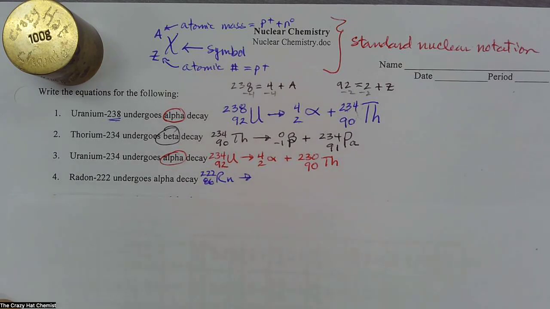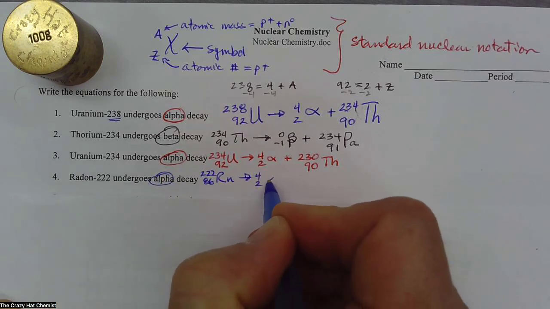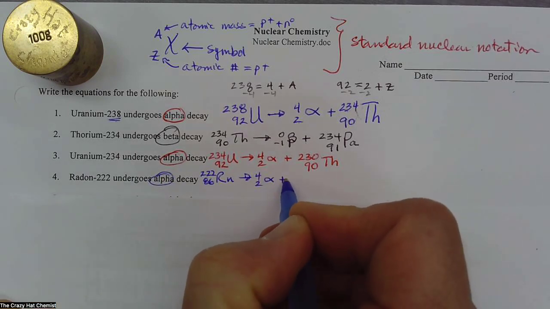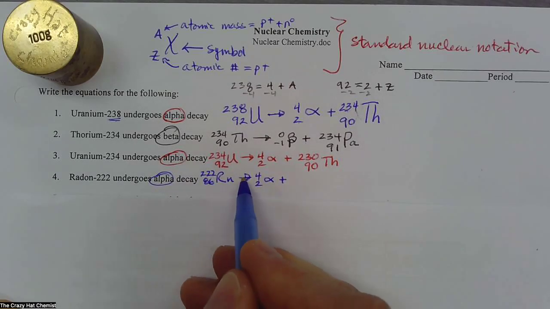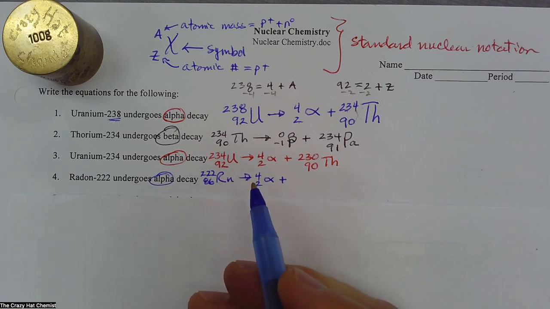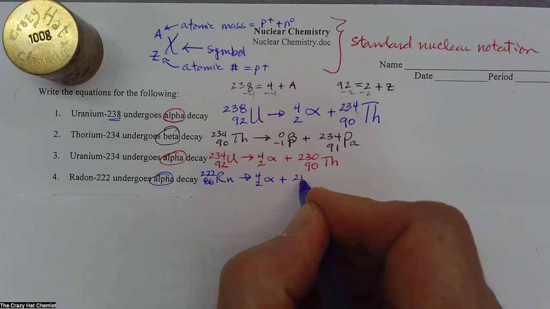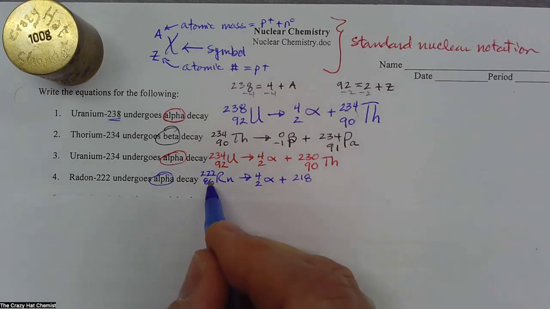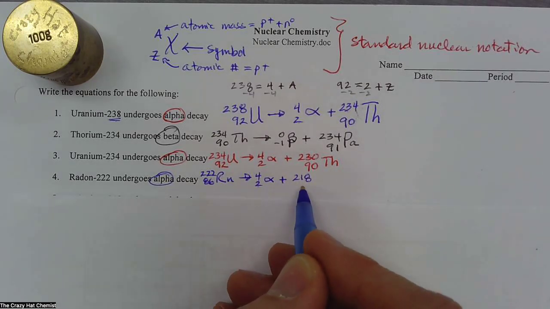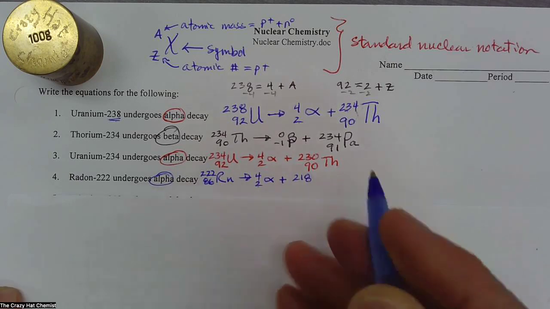And this is going to undergo what's called alpha decay. So that's a 4 at 2. That's the little fish there. Plus, so it's 222 is equal to 4 plus A. I'm going to subtract 4 on both sides. And I should get 218. And then it's 86 is equal to 2 plus what number? I'm going to subtract 2 on both sides. So that is 80.